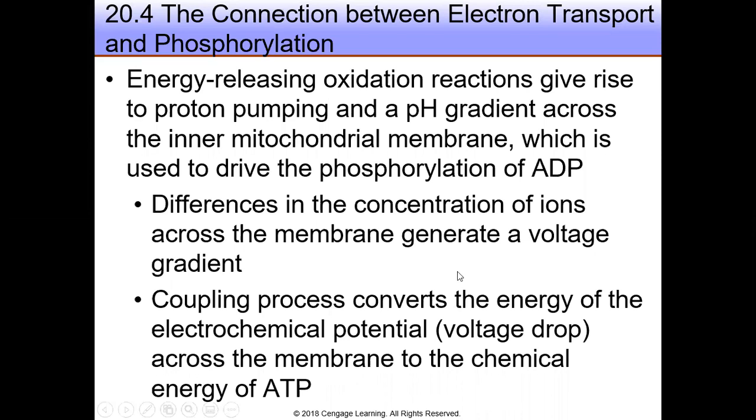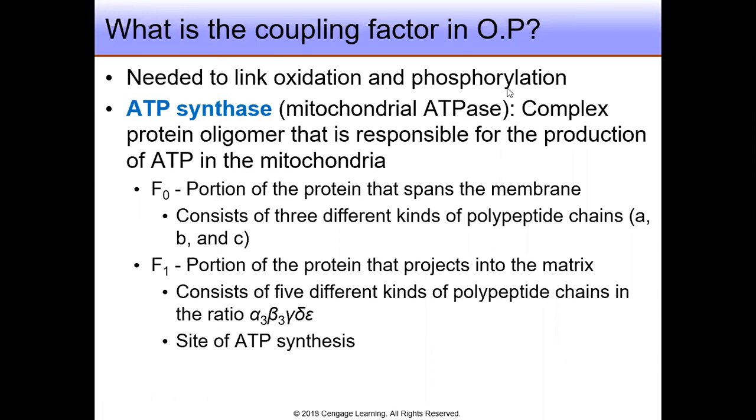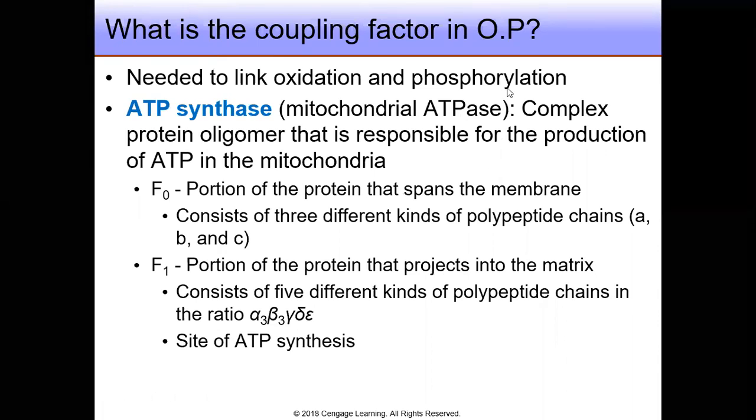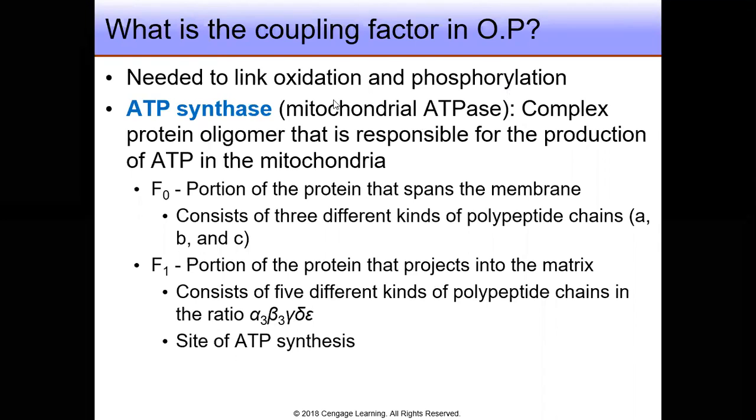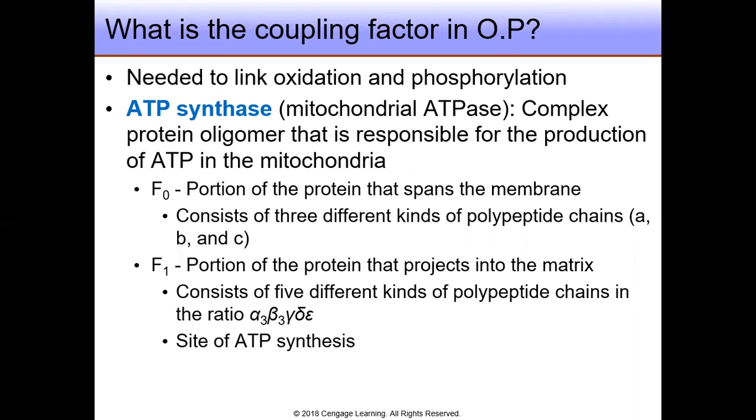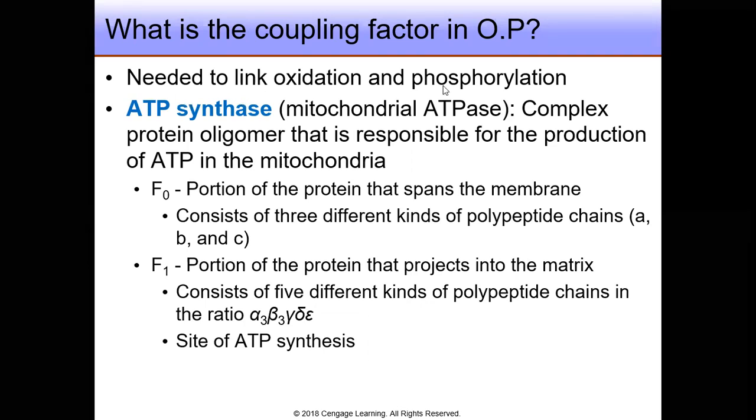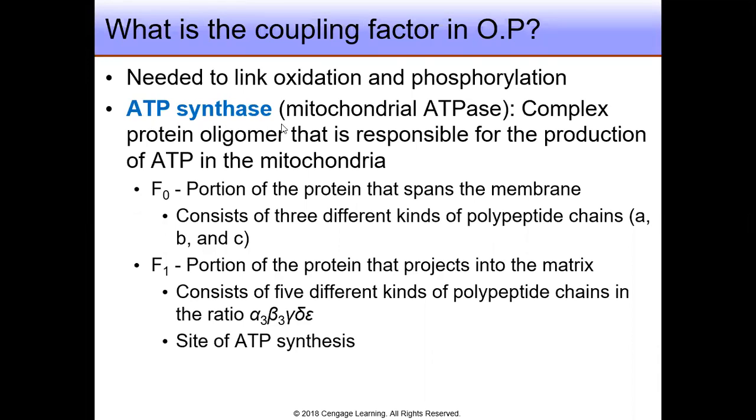Now, a question: what is the coupling factor in oxidative phosphorylation? A coupling factor is needed to link oxidation and phosphorylation. There is a complex protein oligomer, which is separate from the electron transport complexes, that serves this function. It is needed to link oxidation and phosphorylation, and it's called ATP synthase.